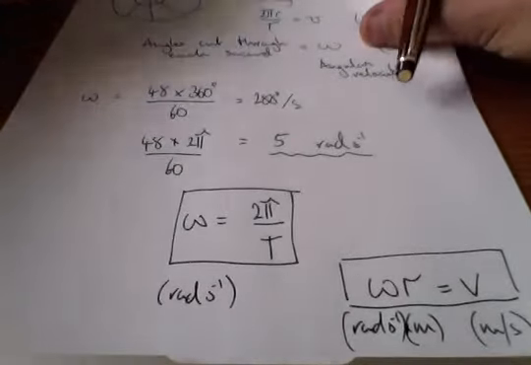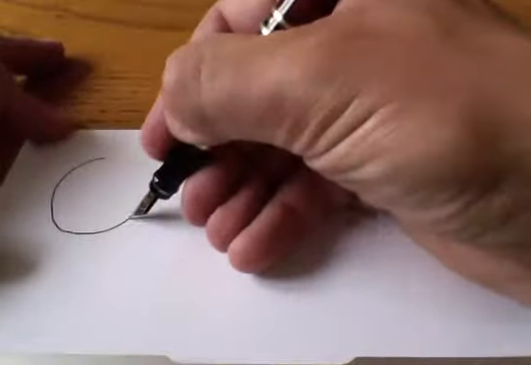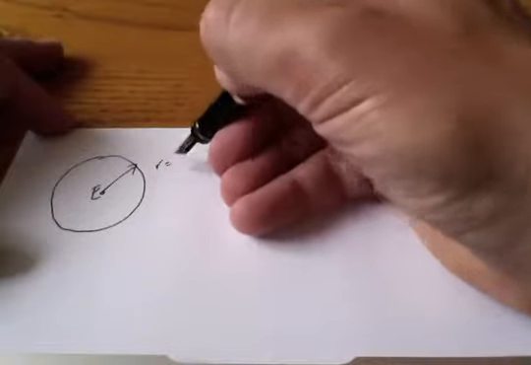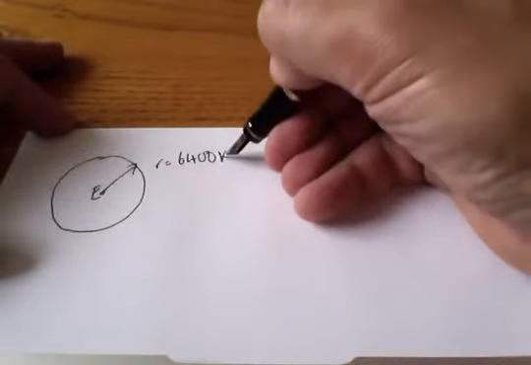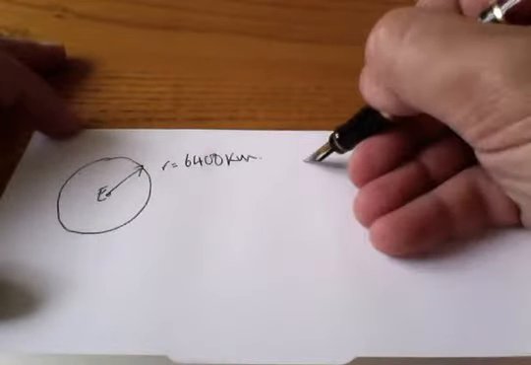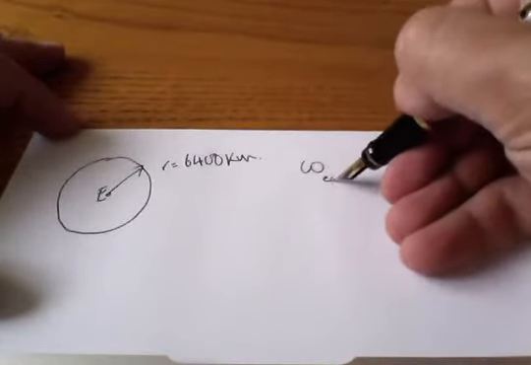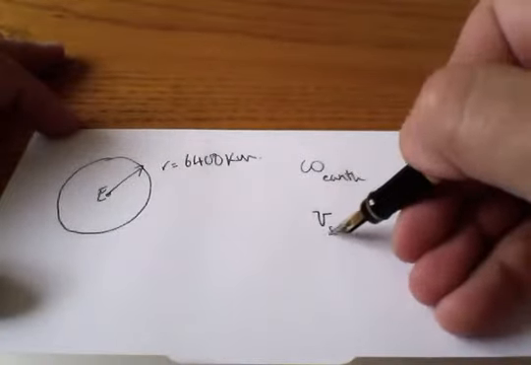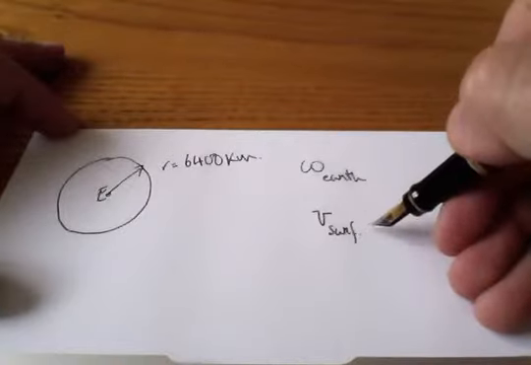So, dealt with the spoke. Now let's deal with the Earth, of radius 64,000 kilometers. And the question is, what is the angular velocity of the Earth? And what's the velocity on the surface of the Earth?